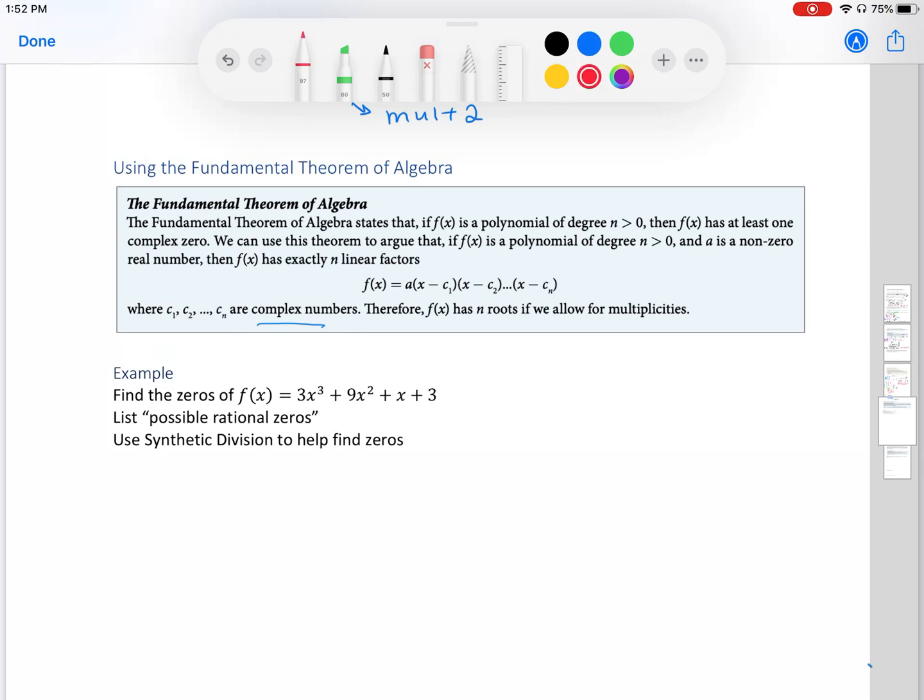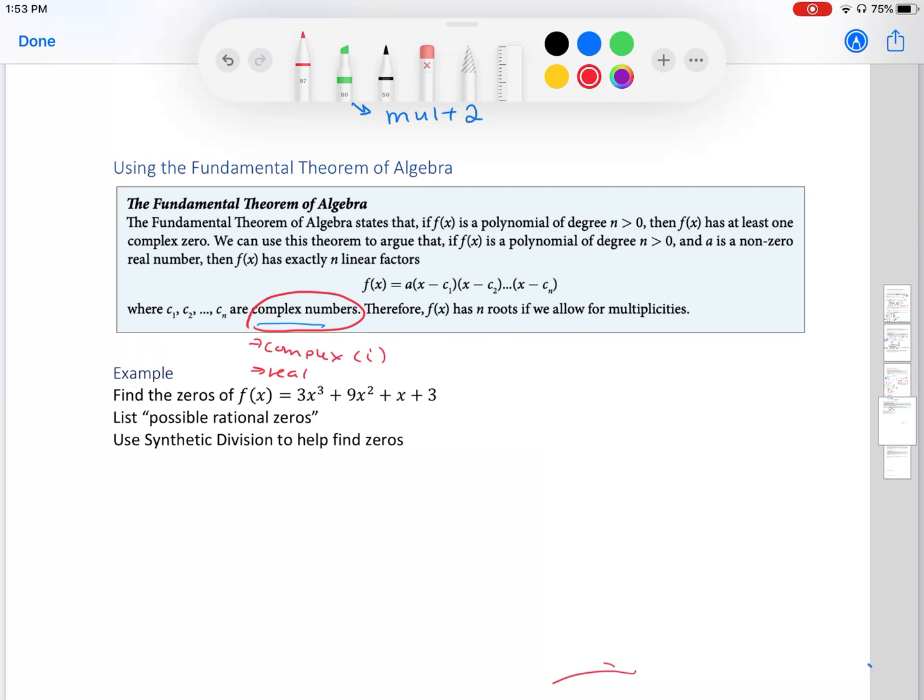So one note I want to say is complex numbers includes your i's, but it also includes your real numbers. So it's just saying complex, your i, and also real. So what this is saying is your degree tells you how many zeros you will have, and that's including the fact that some zeros might repeat with multiplicities.